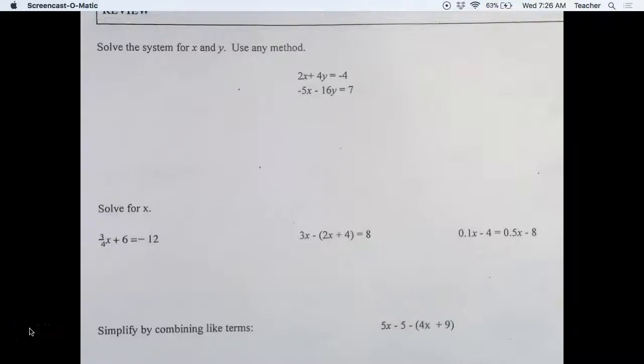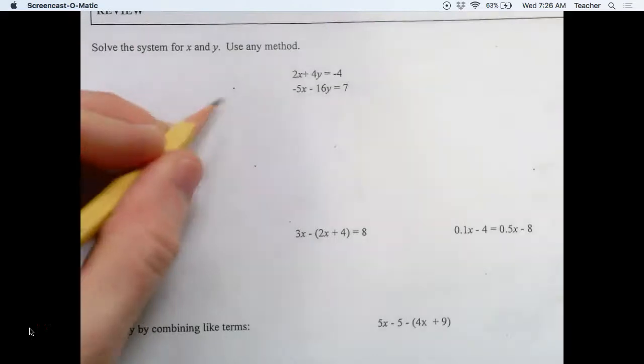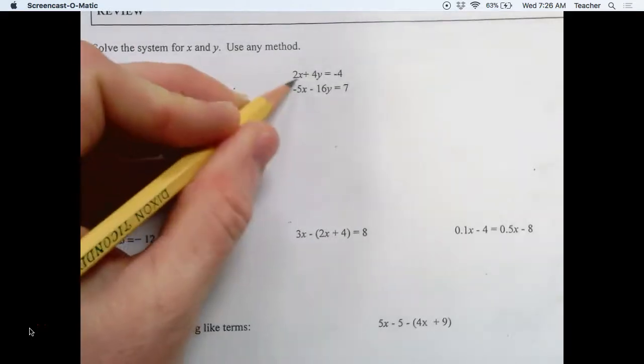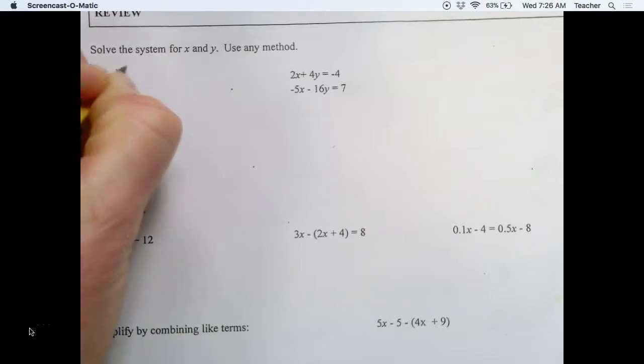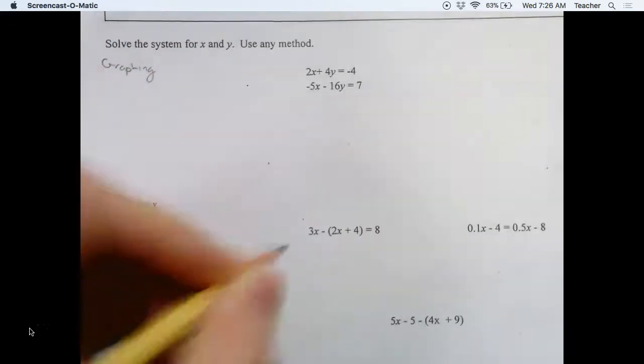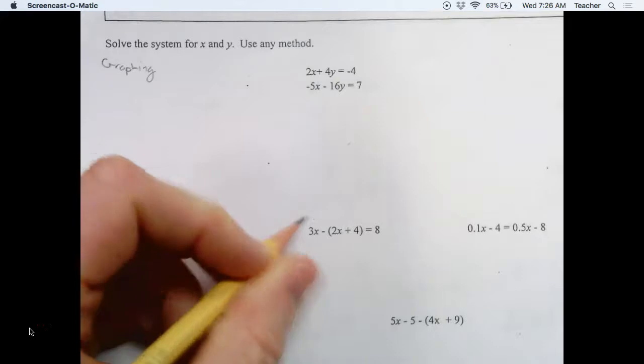Solve the system for x and y, use any method. Okay. We really kind of have three methods for solving for x and y. We have graphing, which wouldn't be very successful in this situation because we don't have a graph.